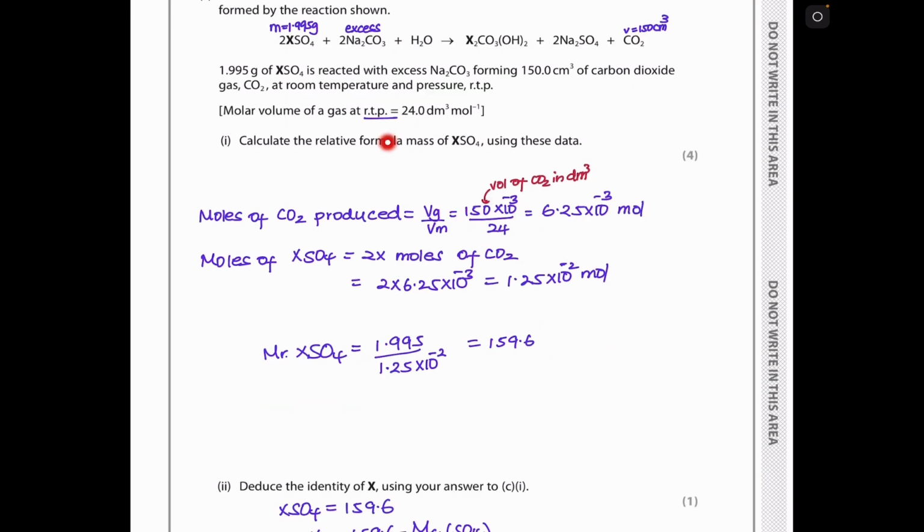And to get the relative formula mass of the metal sulfate, it is going to be 1.995 divided by the number of moles, which is 1.25 times 10 to the power negative 2, and I got 159.6. There are no units here because it's relative.